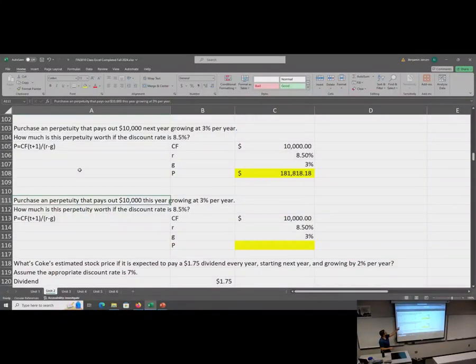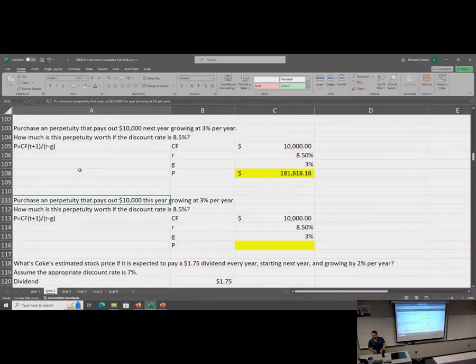Right. So notice the wording here. So in the first example, this perpetuity pays out $10,000 starting next year, growing at 3%. And this one, the perpetuity just paid out $10,000, and it's going to continue growing at 3%. All right. So basically, what this is saying is that there's a 1-year time difference between the timing of this $10,000, and in that 1-year time period, there's going to be a 3% difference in the value of the cash flow being paid out. Right?